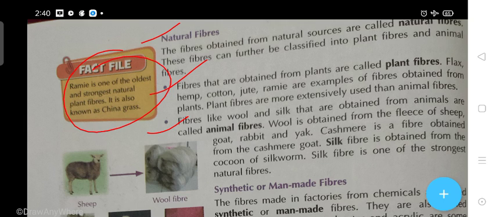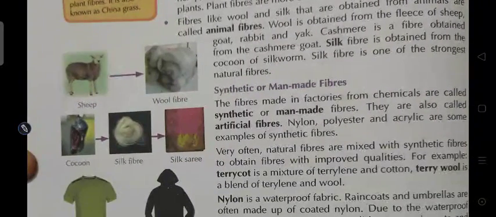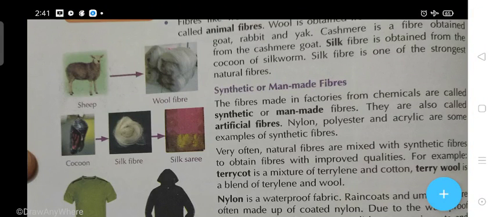Here is an interesting fact, students. Ramie is one of the oldest and strongest natural plant fibers. It is also known as China grass. So don't forget it, it's very interesting knowledge for you. Students, there are some pictures. In this picture, we see that we obtain wool from the sheep, and there is the cocoon of the silk moth. From that cocoon, by the reeling process, we obtain the silk fiber. And these are silk saris, which are made of what? Silk fiber, which we obtain from the silk moth cocoon.